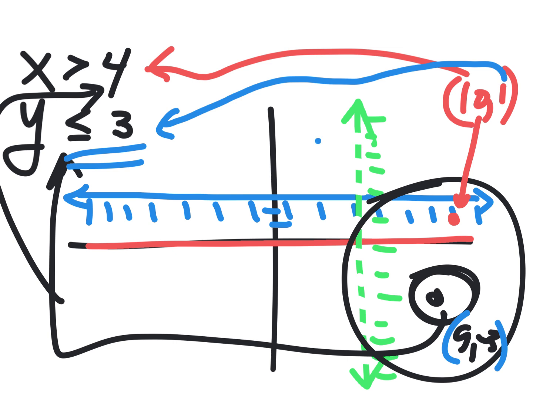Is this point right here in the feasible region? That point right there? No, it's not. And therefore, it may work in one equation, but not the other, or it won't work in either one. In this case, it won't work in either one. All right, awesome. So let's see if you've got this.